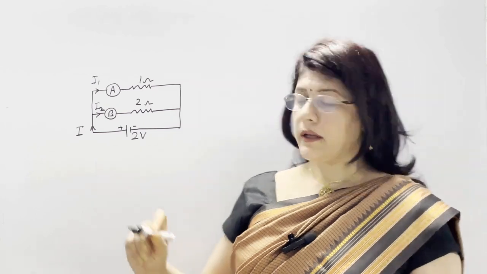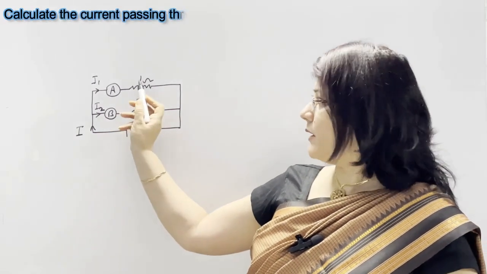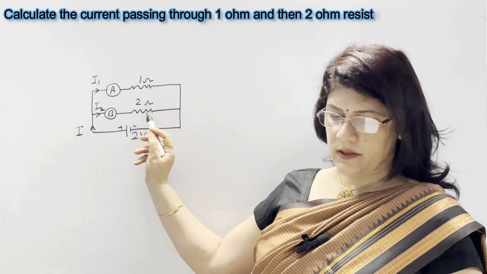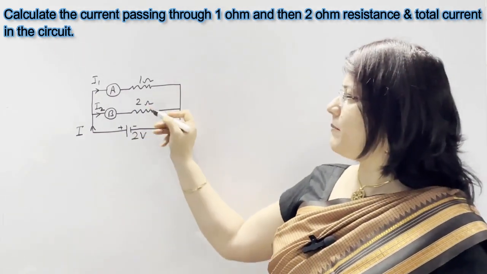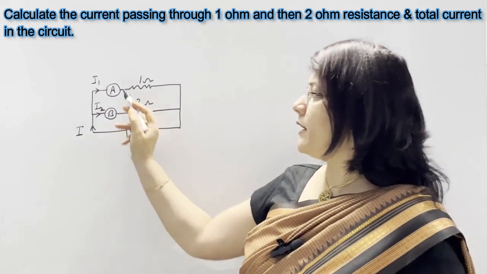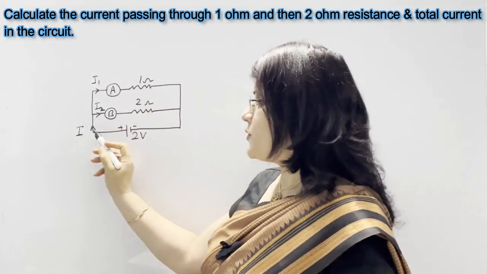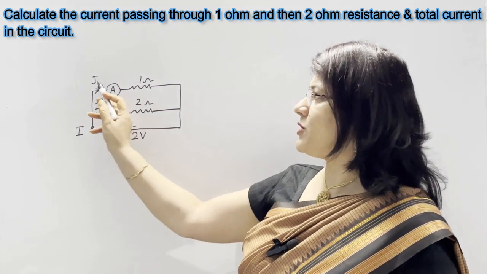In the next numerical, calculate the current passing through the 1 ohm and then the 2 ohm resistance, and the total current in the circuit. Now we know that these are in parallel combination here, so the voltage is the same across these parallel branches. The total current I is divided into two branches, I1 and I2 here.